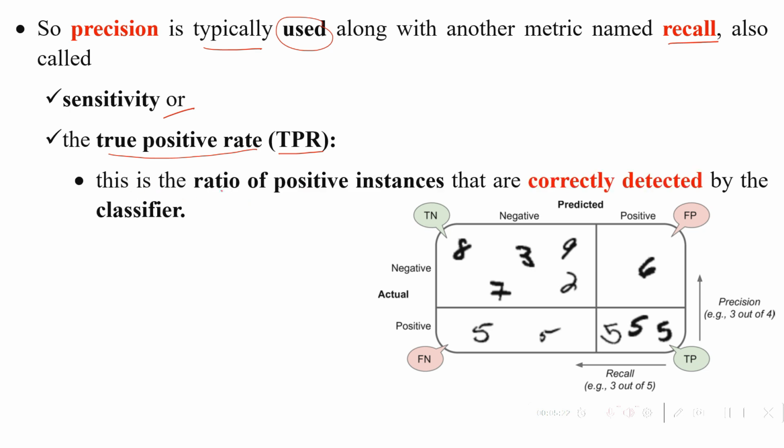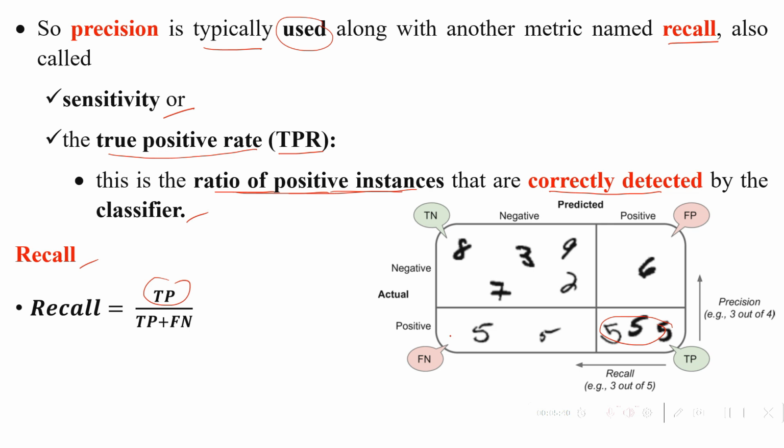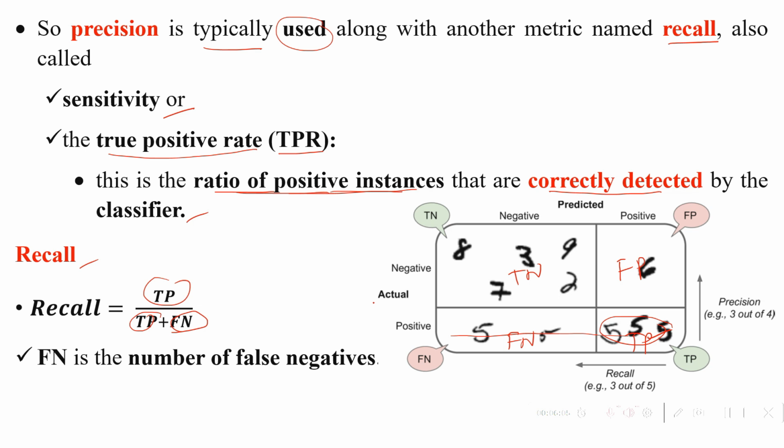This is the ratio of positive instances that are correctly detected by the classifier. The formula for recall is true positives divided by the total number of positive elements, that means true positive plus false negative. This is a true positive, this is a false negative, this is a false positive, and this is a true negative. So recall equals true positive divided by true positive plus false negative. Here TP is the number of true positives and FN is the number of false negatives.